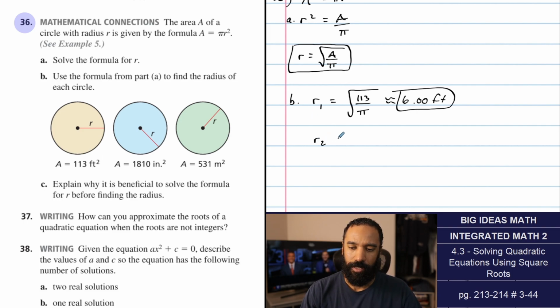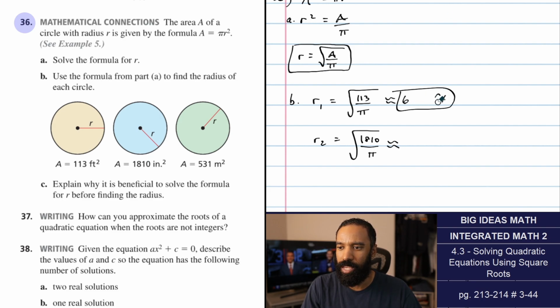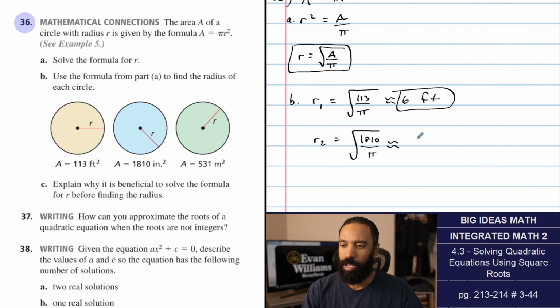Second radius is square root of 1810 over pi. This is in inches, by the way. So let's check that out. Maybe these are all near whole numbers, so maybe I don't have to round these, like this over pi. Yeah, 24.00. So I'm just going to put 6 feet. So 6 feet here. This next one is 24 inches.